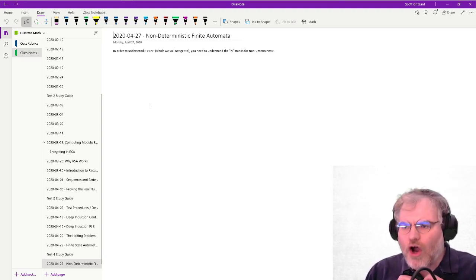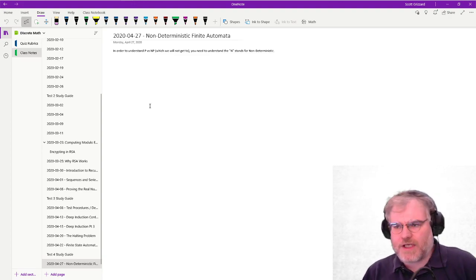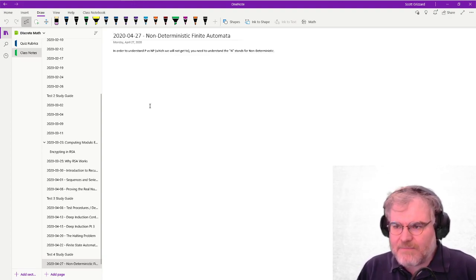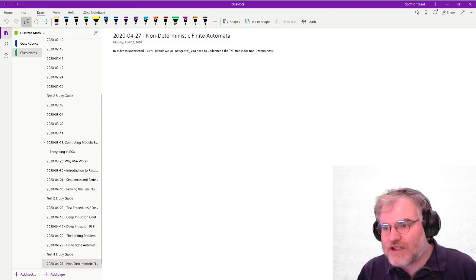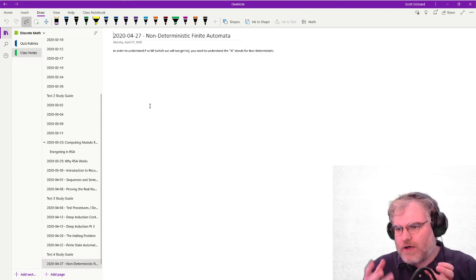In order to talk about P versus NP, you have to understand what a non-deterministic Turing machine is, which means you have to understand what a non-deterministic thing is, because that's what the N in NP means, non-deterministic. So that's what we're going to do. That's actually the confusing part of the problem.